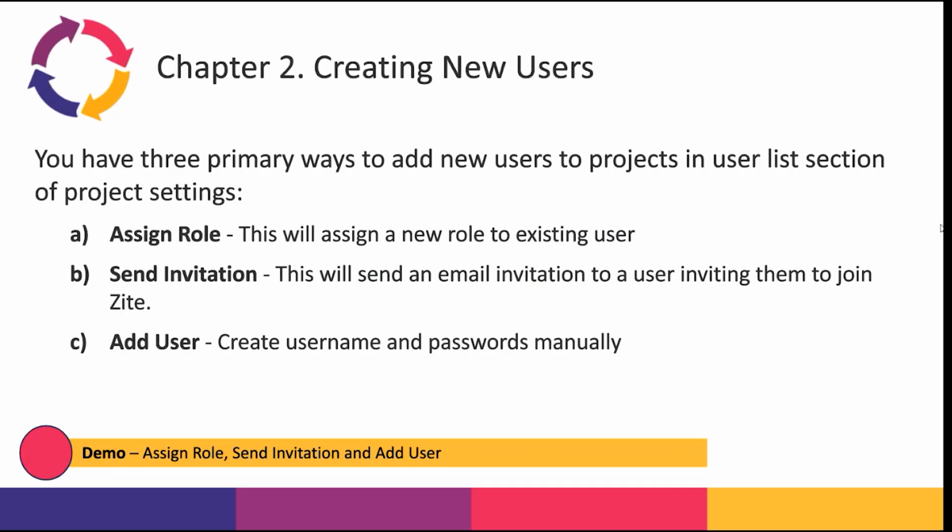Okay, so now we'll just go over creating new users. So you have 3 ways to add users to projects, and you find them all in the same workspace offsite. So the first way is to assign a role. So that essentially you give a role to an existing user within Zeit. The second way is to send an invitation. So this essentially sends an email invitation to a user that invites them to join the project. That's probably the most common way you'll be inviting people to use Zeit.